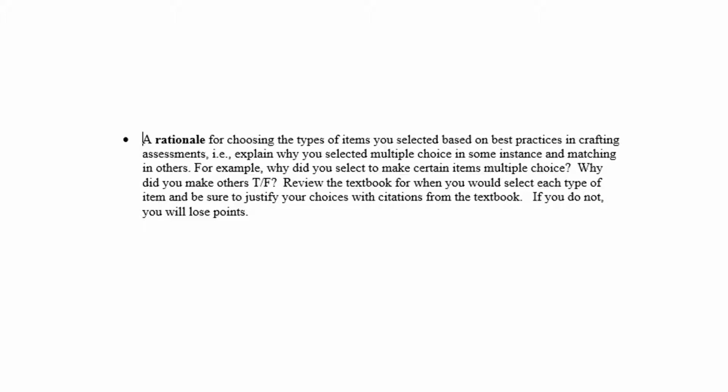After this, you need to include a rationale for choosing the types of items you selected based on best practices. So for example, certain items, as you've read in your textbook and you'll hear in the lecture, lend themselves to true, false, certain ones to multiple choice, and certain ones to matching. Why did you do that? You need to justify your choices in the rationale with evidence from the textbook. So this should be in the form of a citation, and of course, whenever you have a citation in APA, you have to provide a reference page at the end.